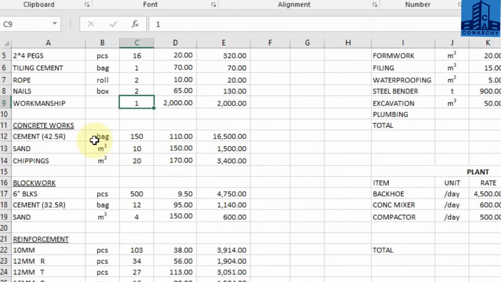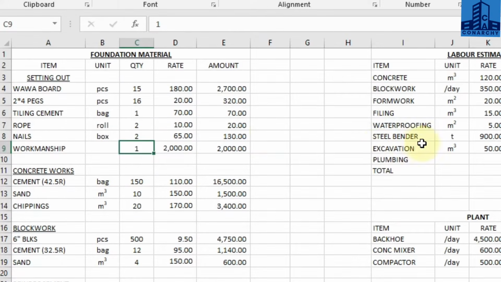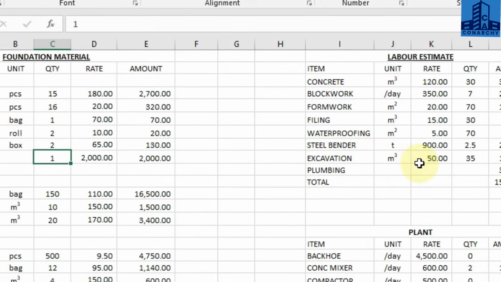So once we are done with the setting out, we do the excavation too. With the excavation, it is under the labor cost, so it's under here.